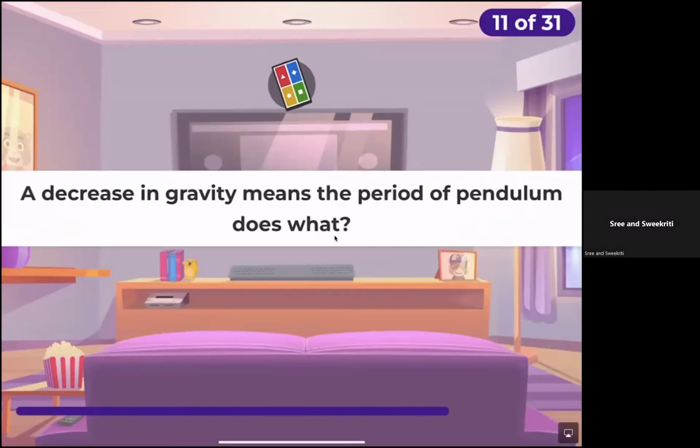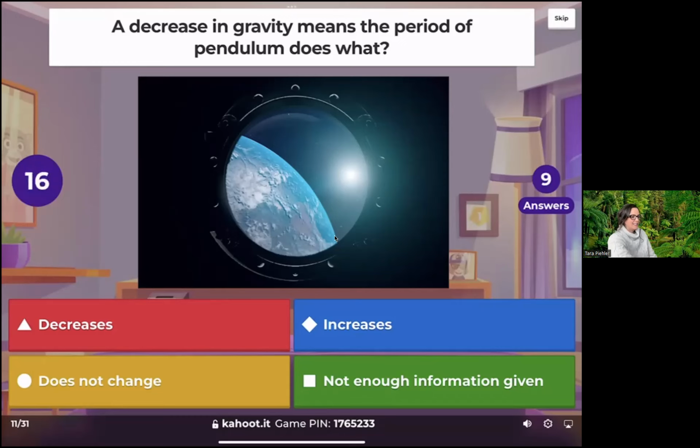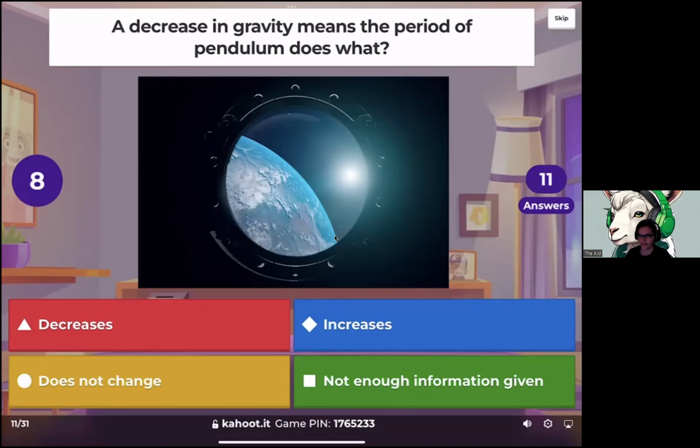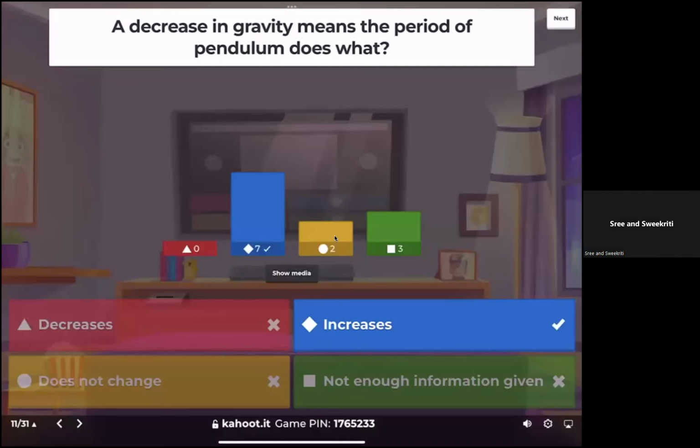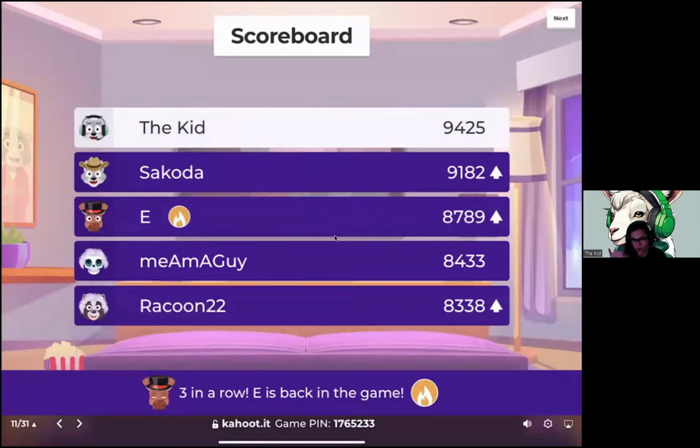Decreasing gravity means the period of the pendulum is what? No notification given. Somebody asked this in class. What do you think it'll do? Increase. You know, the only way you can get to higher places is if people get it wrong. Yeah, I misclicked. Well, okay, I'm still up there.